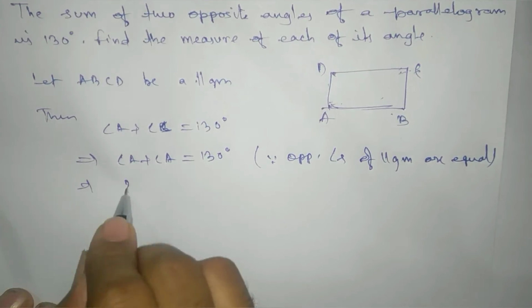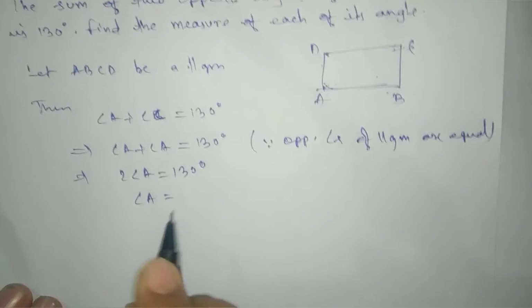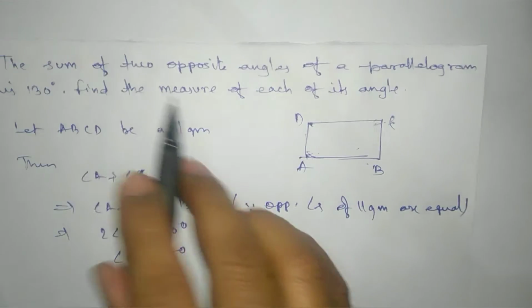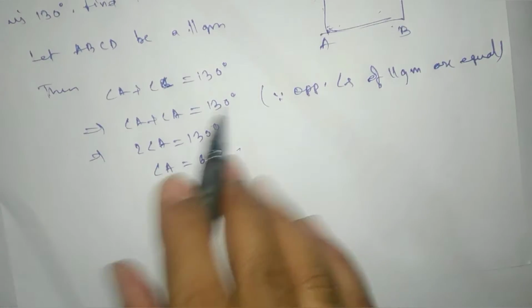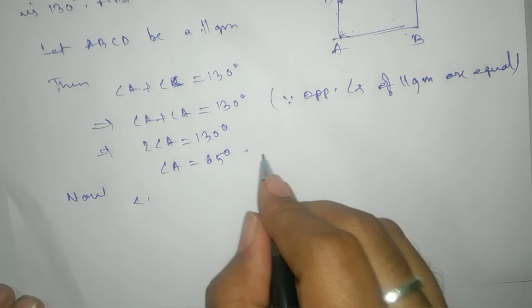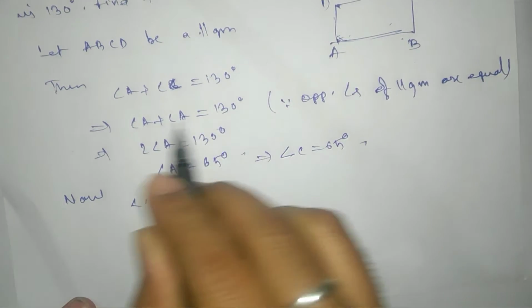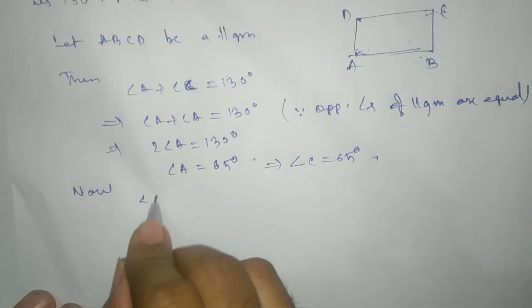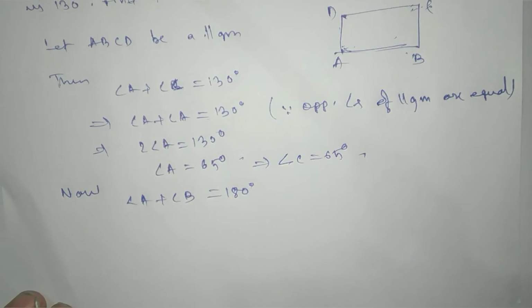So this will give you 2 times angle A equals 130 degrees, and angle A will be 65 degrees. They are asking us to find the measure of each of its angles. This implies angle C equals 65 degrees because both are equal. Already we have mentioned angle C and A are equal. Now angle A plus angle B will be 180 degrees.